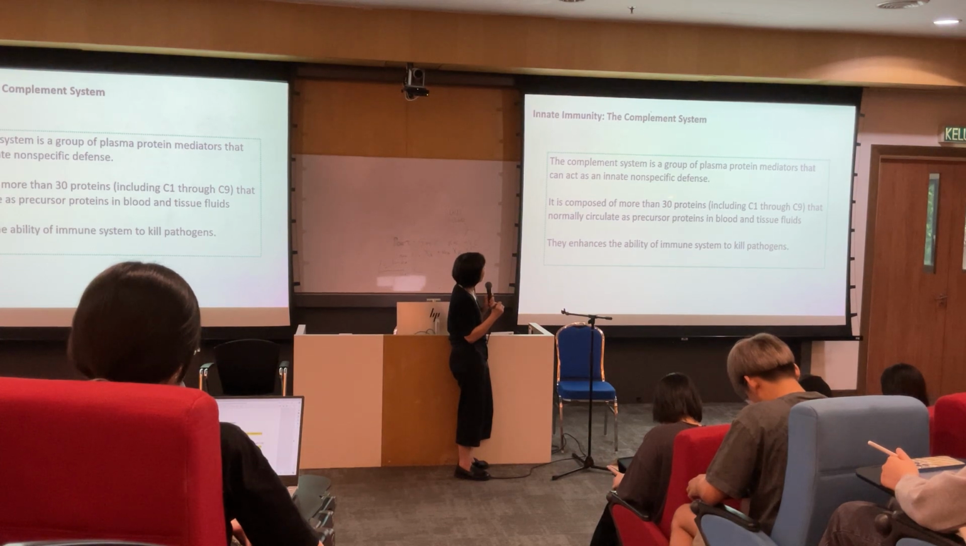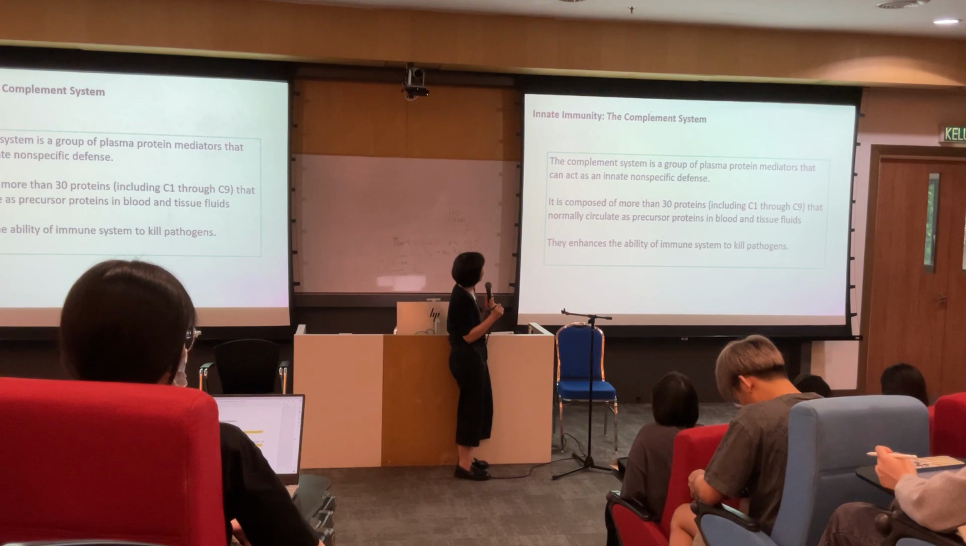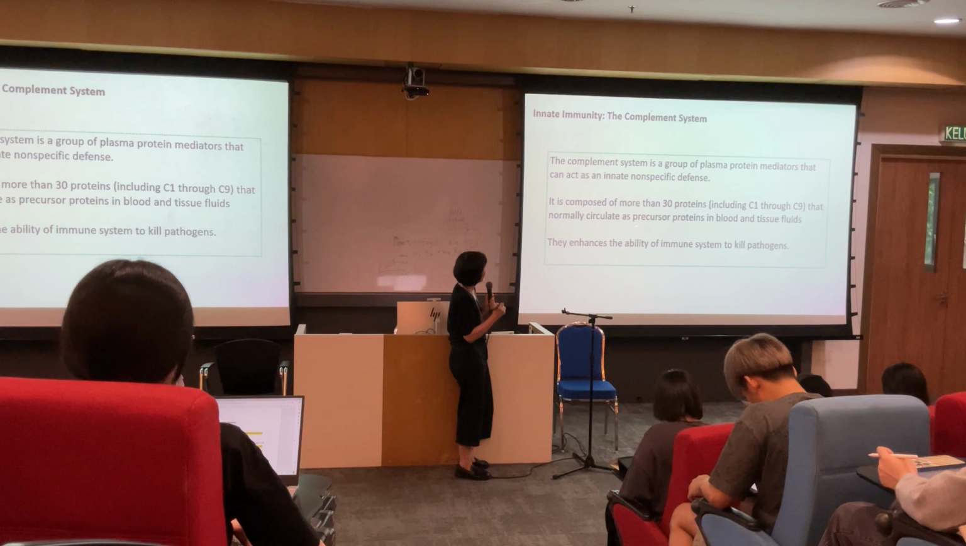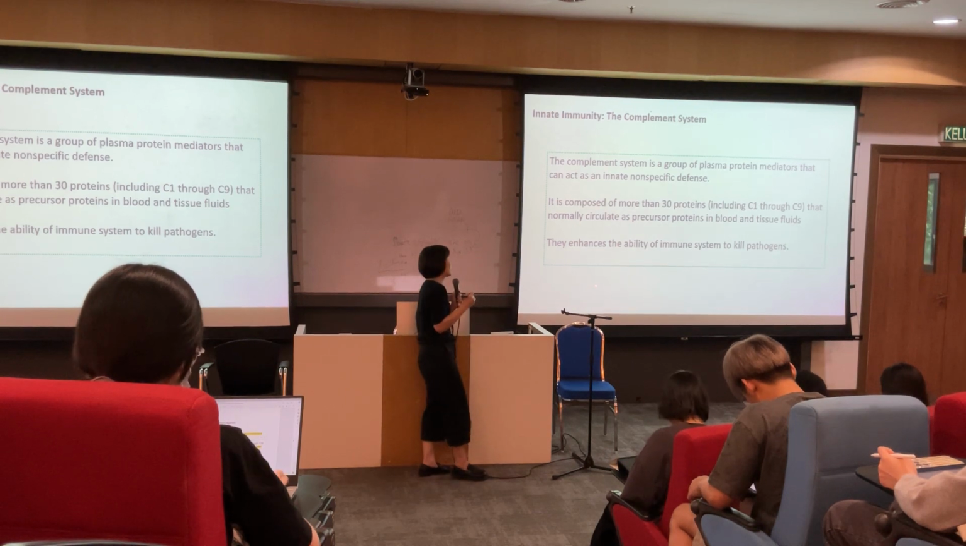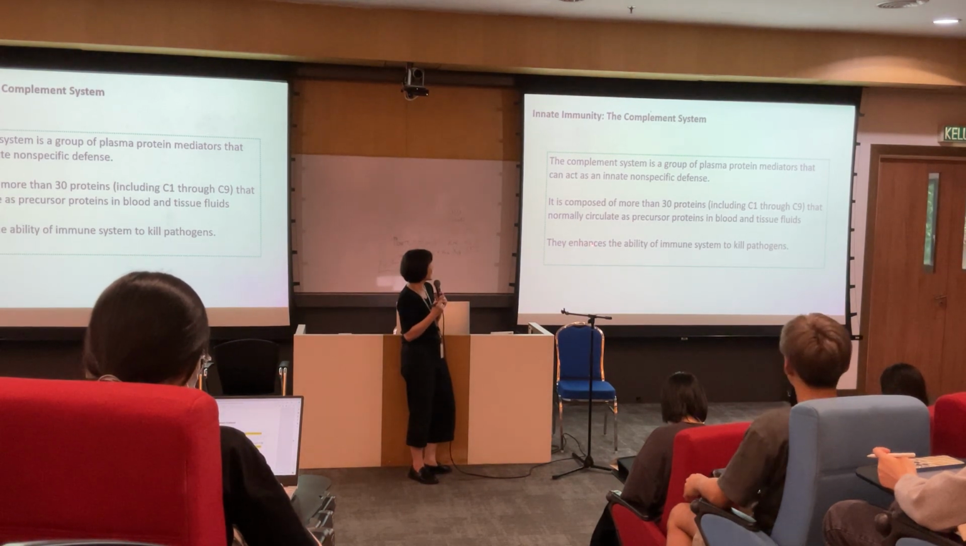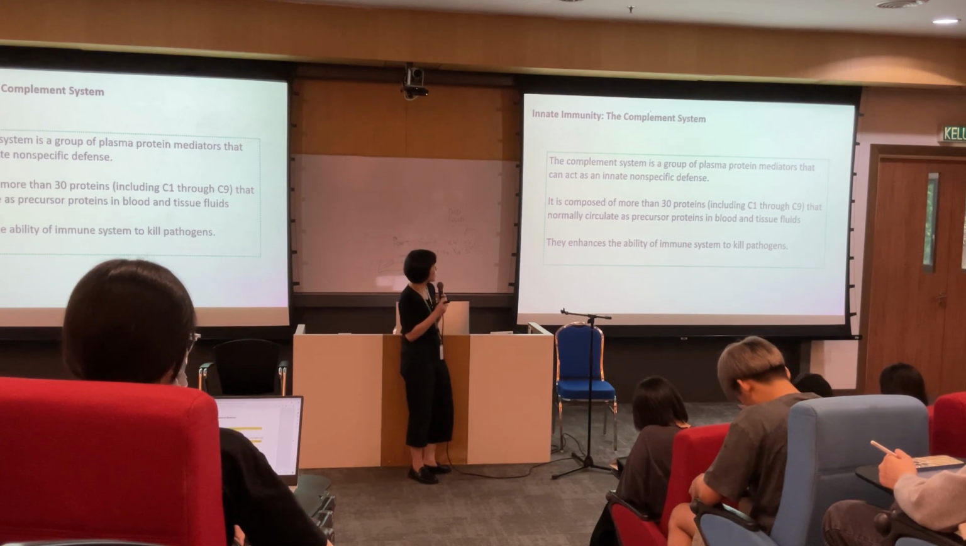They contain more than 30 proteins, including the very well known and common ones, C1 to C9. Remember, C is complement, so it has complement 1, 2, 3, 4 to 9. There are others, but the entire complement system is very comprehensive and complicated. So what is their job? Their job is to enhance. They themselves are not directly killing the pathogens, but they enhance the entire innate immunity in order for it to kill the pathogens.